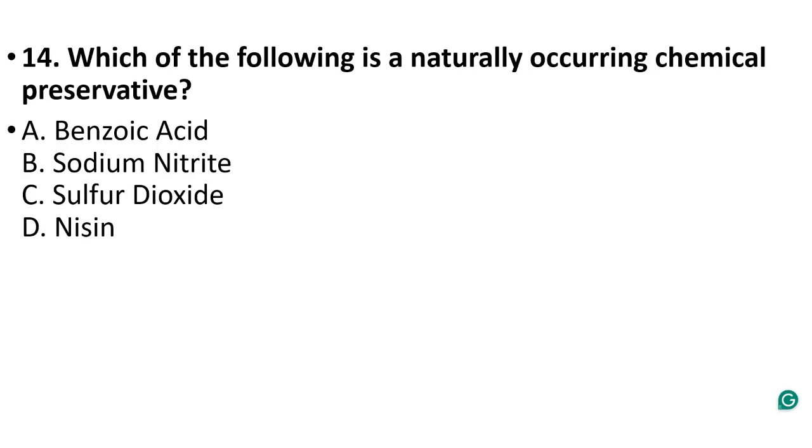14th question, which of the following is a naturally occurring chemical preservative? Benzoic acid, sodium nitrite, sulfur dioxide, nisin. Your answer is option D, nisin.